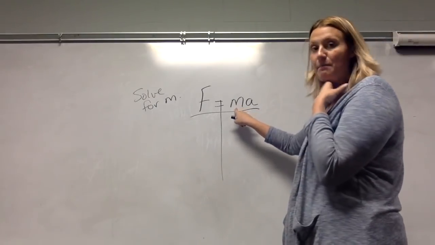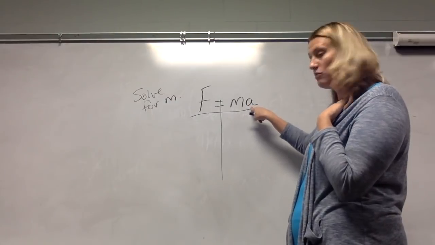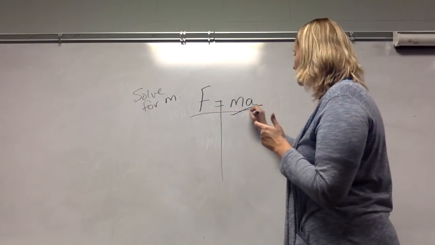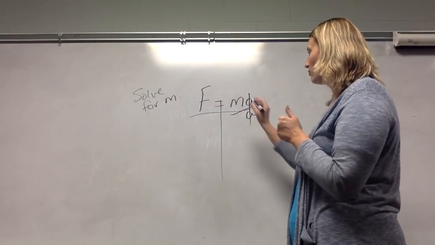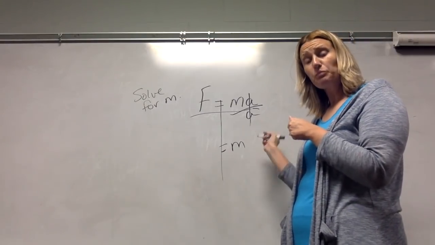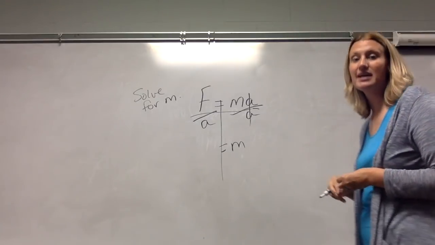Now, if I want to get m by itself, I have to get rid of the a. I need to undo the multiplication of the a. Inverse operation is division. So I will divide by a. That will cancel and give me the m all by itself like I wanted. Remember the other rule of balancing the scale. I also need to divide that side by a.